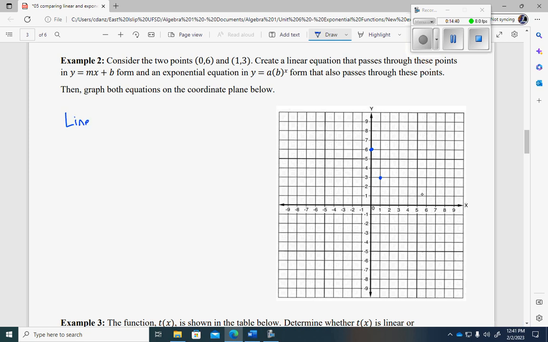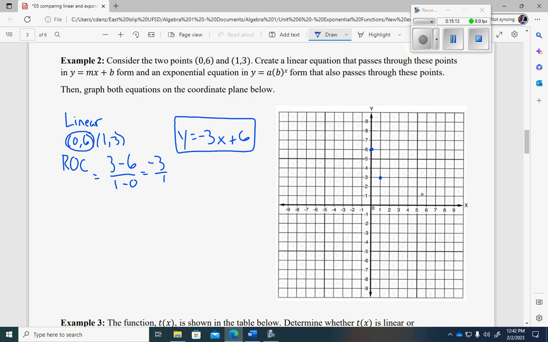So if I do my linear one first, using the points (0, 6) and (1, 3), I want to find my rate of change. 3 minus 6 over 1 minus 0 is negative 3 over 1. The rate of change is -3. So y equals -3x. I just need my y-intercept, which actually is given to me, (0, 6). So there I go. So if I graph this, I'm constantly going down 3 over 1. So I'm going to put some more points.